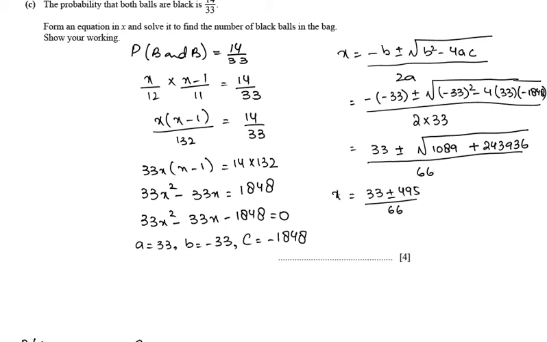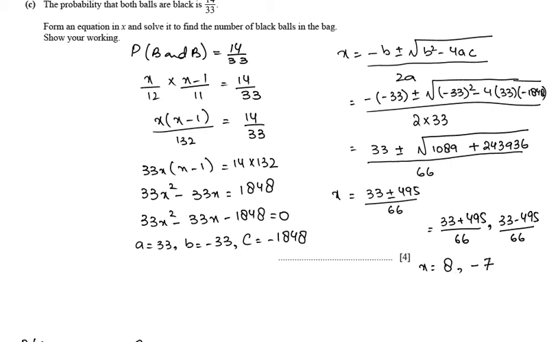So we will write 33 plus 495 upon 66, and the second one will be 33 minus 495 upon 66. When we simplify this, 495 plus 33 divided by 66 is 8. And the other one, 33 minus 495 divided by 66, is minus 7.